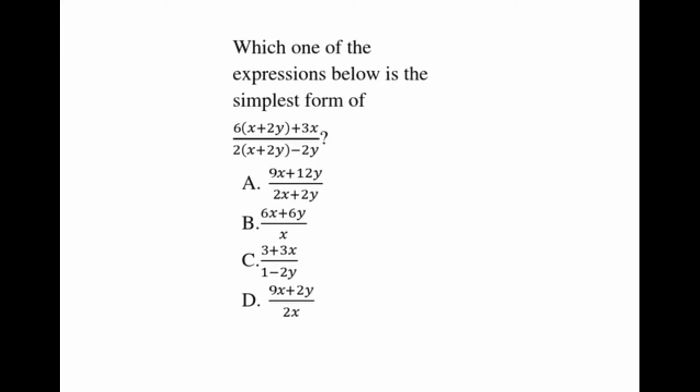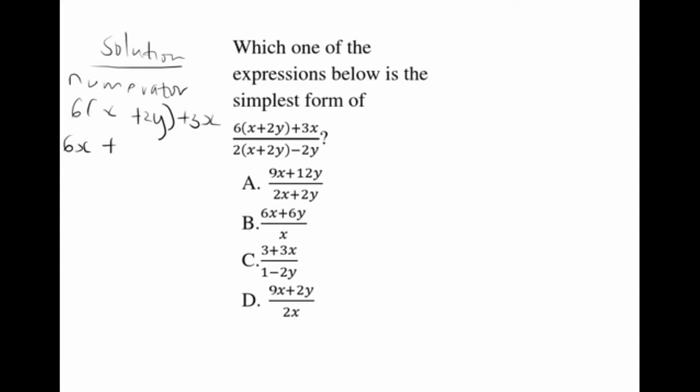Which one of the expressions below is the simplest form of 6 into brackets x plus 2y into brackets plus 3x over 2 into brackets x plus 2y into brackets minus 2y? Solution. We are first going to deal with our numerator. In this case, our numerator is 6 into brackets x plus 2y plus 3x. We can open our brackets. 6 times x will give us 6x plus 6 times 2y to give us 12y plus 3x.